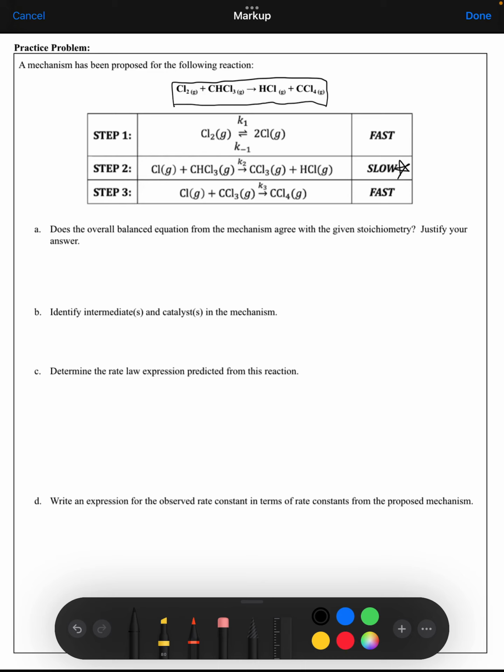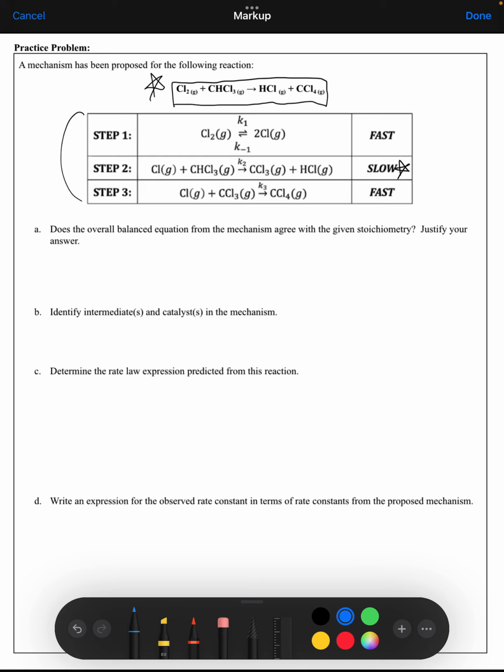Question A says, does the overall balanced equation from the mechanism agree with the given stoichiometry? Justify your answer. Okay, so that sounds complicated, but really all that it's asking is, hey, does this 3-step mechanism match up with my overall reaction? So all we got to do is cross out any catalysts and intermediates that we see and see if when summing those steps together, we get the same thing as the problem gave us.